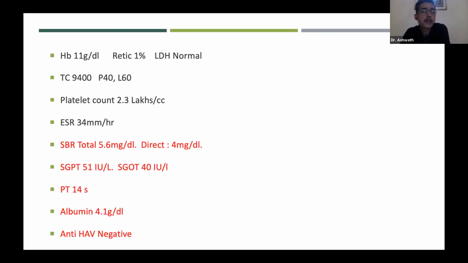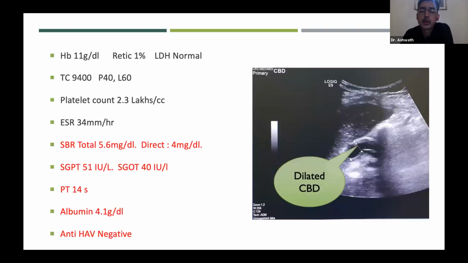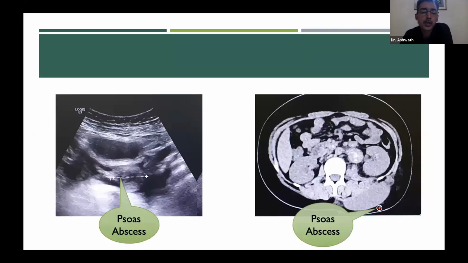When we proceeded to investigate, we were absolutely surprised to see that she had normal liver function tests except for an elevated bilirubin with a direct fraction which was elevated. No SGOT, SGPT, no PT-PTT prolongation. So this was not a hepatocellular jaundice. So we proceeded to look at the biliary tract and we saw a dilated common bile duct. But what more we saw was surprising.